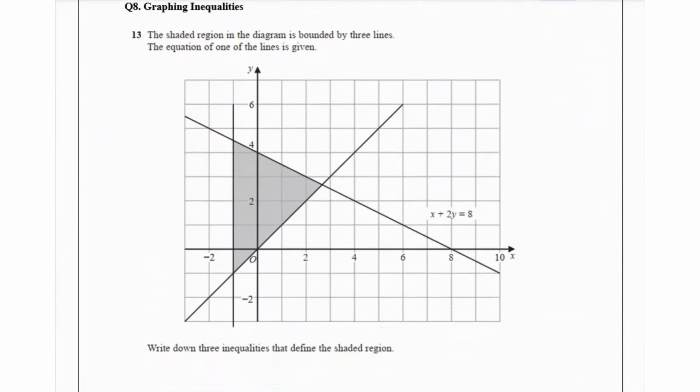Then graphing inequalities. So the shaded region in the diagram is bounded by 3 lines and the equation of one of the lines is given. We have to write down the 3 inequalities that define the shaded region. So for this, they can either give you something like this, or they can give you the equations of the inequalities and ask you to sketch them and then identify the shaded region. So it can be both ways.